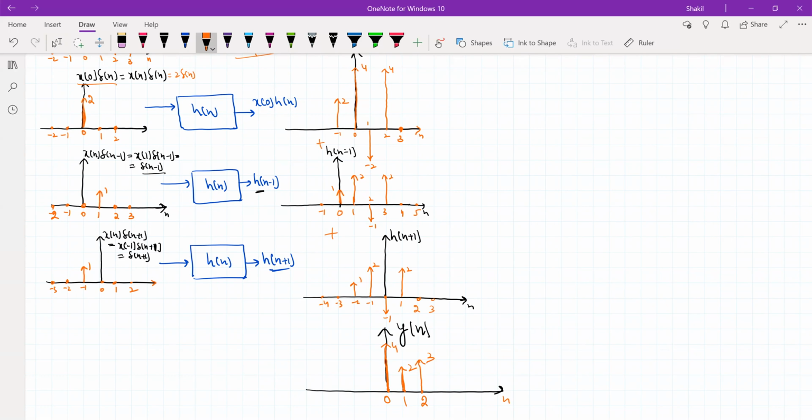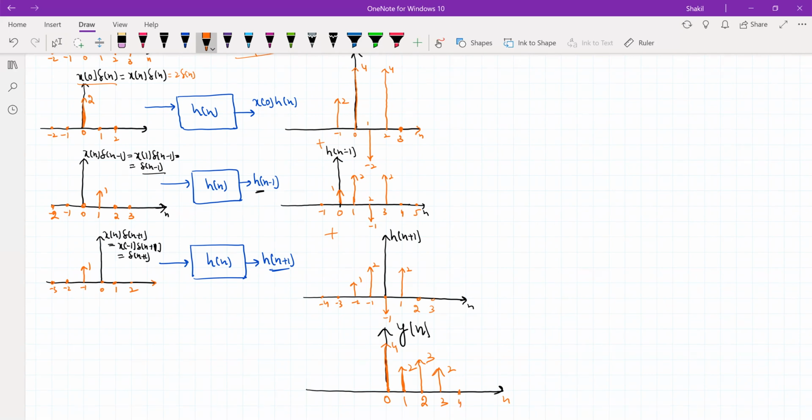Similarly, at n equal to 3, the value is 0 here, the value is 2 here, the value is 0 here. So it will be how much? 2, 2. So this will be 2. This will be 4.